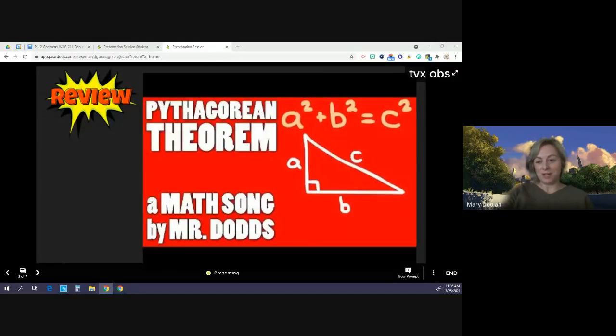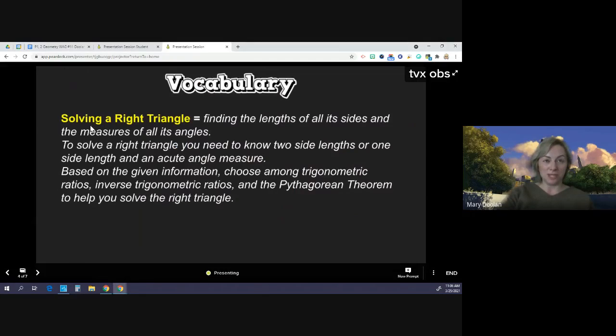You have that in this Pear Deck, so if it's stuck in your head later, you could go back and watch it. I've always shown it in 8th grade, and so it was fitting to show it right now because we do need to remember how to use the Pythagorean theorem. And we're going to use it when we solve a right triangle. So let me make sure I'm presenting what I want to be presenting.